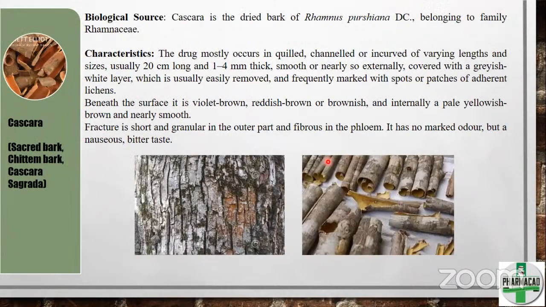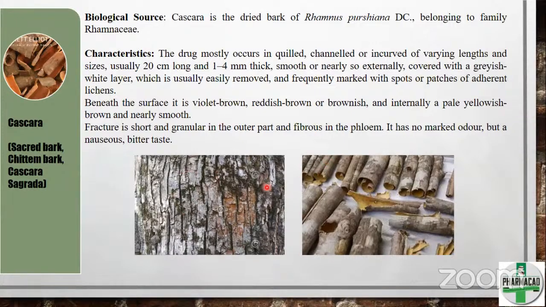Next drug that we see is cascara bark. It is also known as sacred bark or chittem bark. Okay, so cascara, you can see the picture how the bark looks. It is nothing but dried bark of Rhamnus purshiana belonging to family Rhamnaceae. Okay.